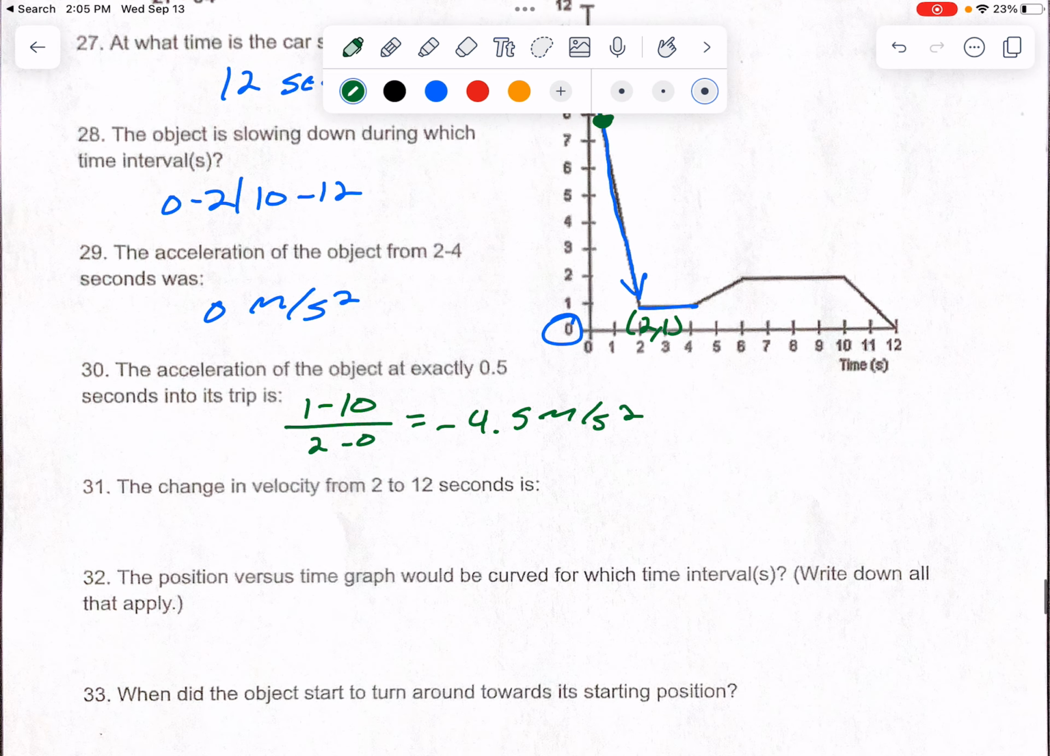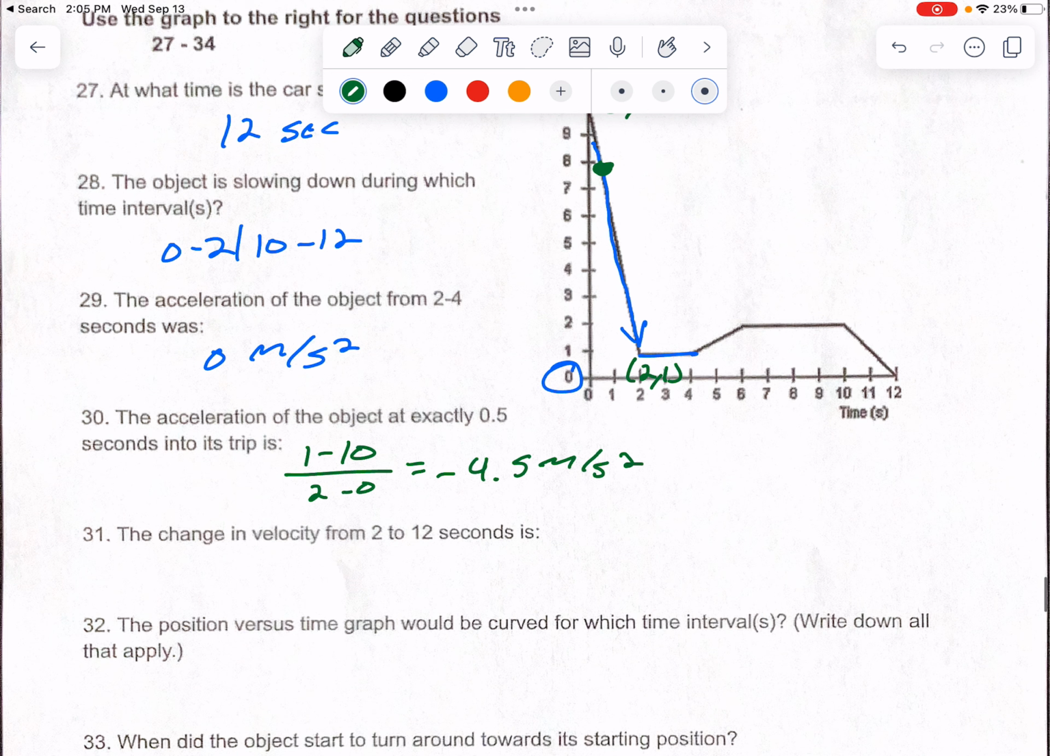31, the change in velocity from 2 to 12 seconds. Okay, so I just want to know, what is my change in y? That is going to be your v final minus your v initial. So at 12 seconds, where are you? Well, you're at 0. Minus, where are you at 2 seconds? At 2 seconds, you're at 1. So 0 minus 1 gives you negative 1 meters per second.